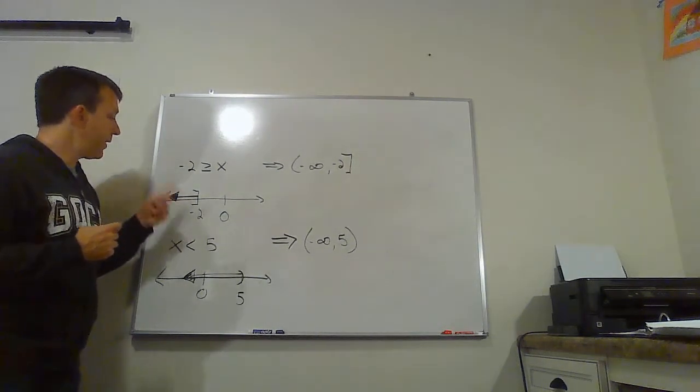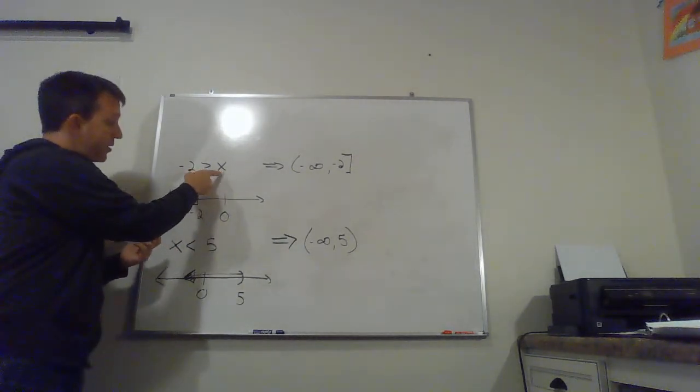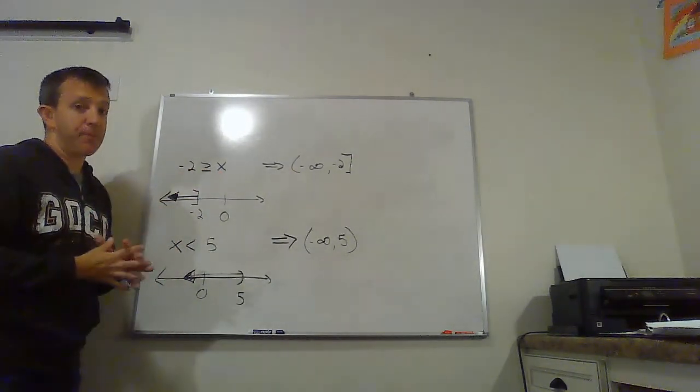So I put a bracket there, but I have to again decide which way the arrow is going to go. In this case, it's going to the left because x is the smaller thing. So again, pick some numbers that work.